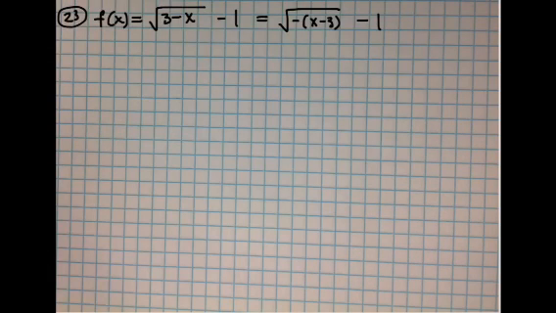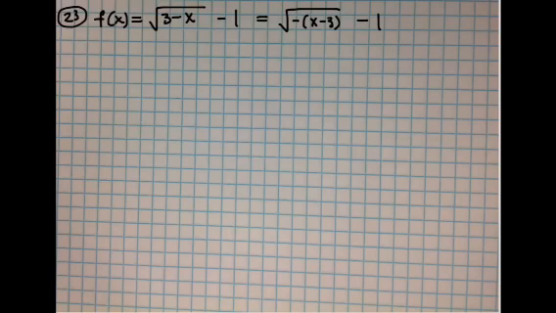Alright, so for 23, what I did was I factored out a negative from the radicand, so that I have it set up like this. So from here I know that the x is going to be multiplied by -1, and then the h is 3. Okay, and k is -1.